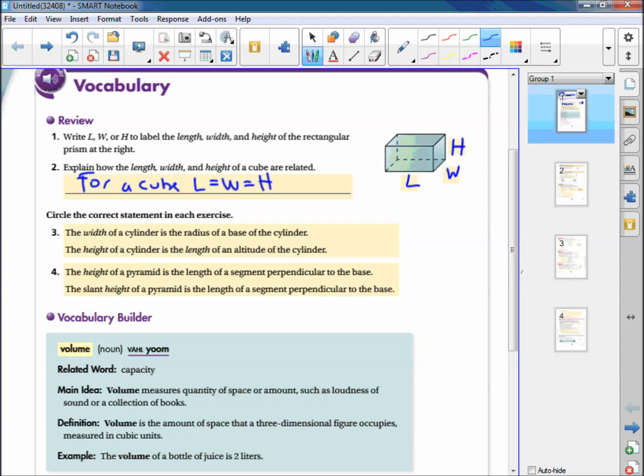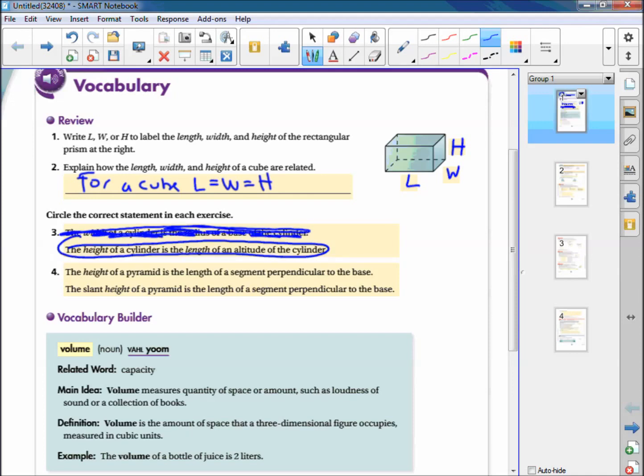All right, circle the correct statement in each exercise. The width of a cylinder is the radius of the base of the cylinder, or the height of the cylinder is the length of the altitude of the cylinder. So the height of the cylinder is the length or altitude of the cylinder. That's correct. The width of the cylinder is not the radius, though. Okay, we wouldn't say that.